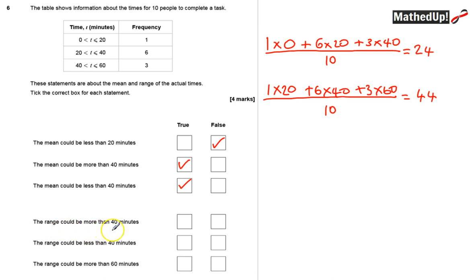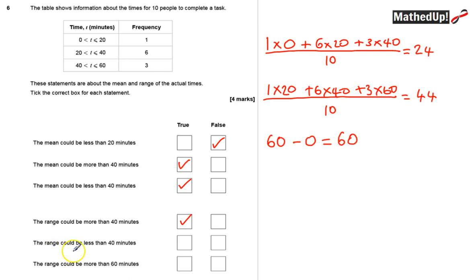Okay, over here it's talking about the range. The range could be more than 40 minutes, so we want to work out the most that our range could be. Well, if we assume over here that this person took 0 minutes and we assume that somebody over here took 60 minutes, our maximum range is going to be 60 take away 0, which is going to be 60. So that's the most our range could be. So the range could in fact be more than 40 minutes, so that's going to be true.